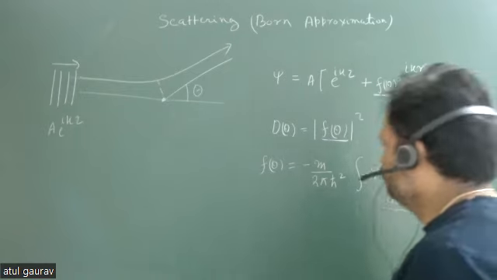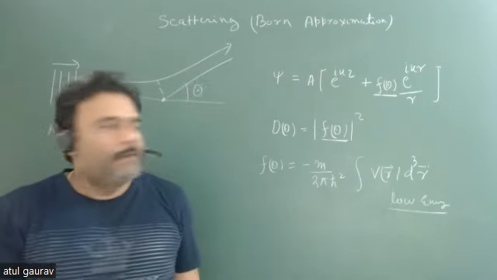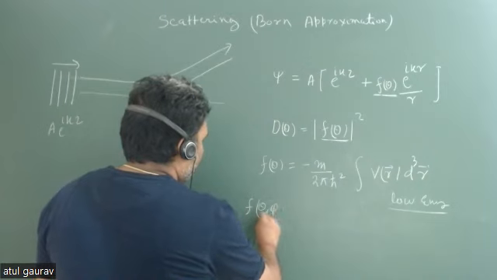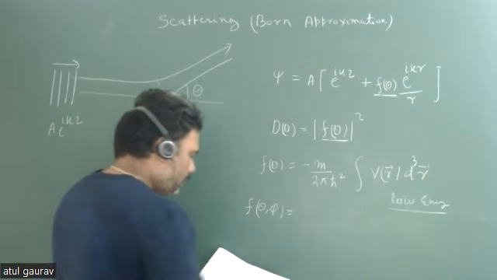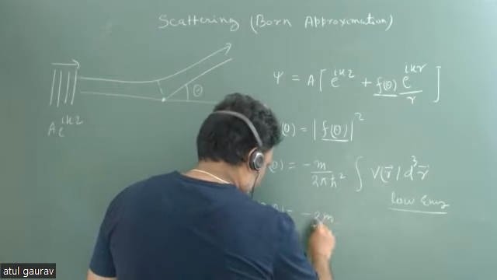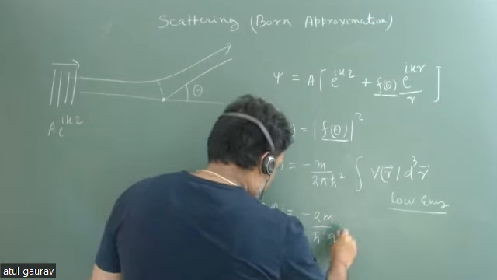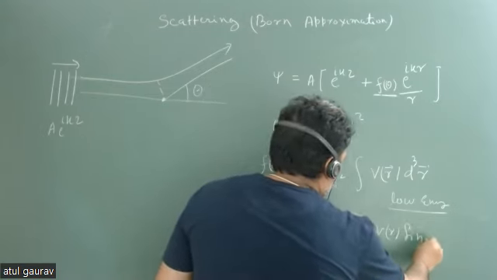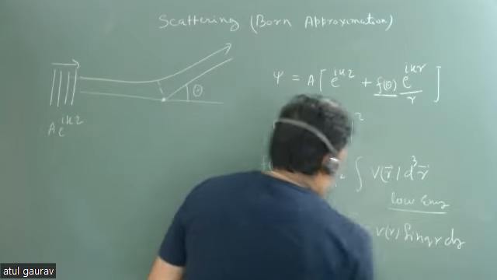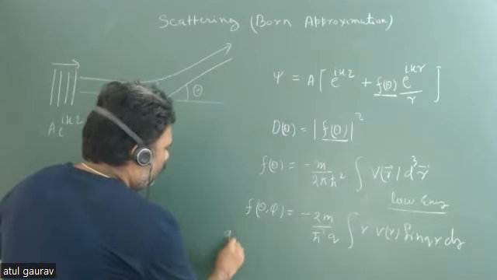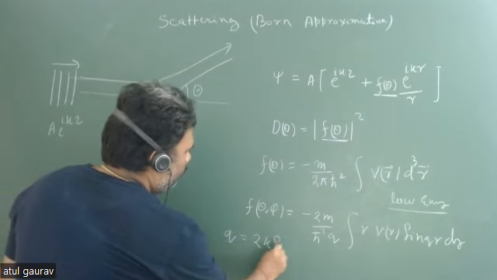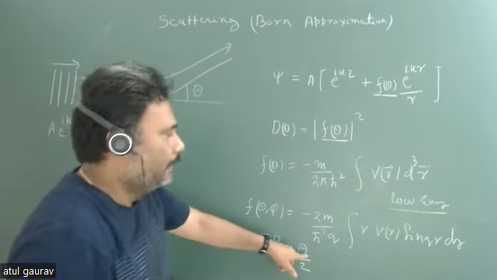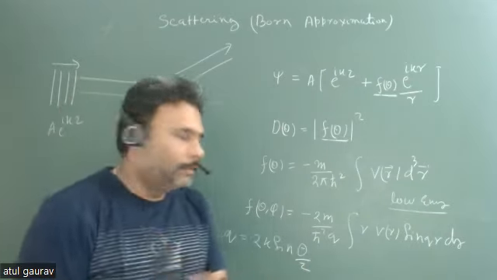So here your potential may be a function of r, theta, but this formula is basically for the low energy, and it will reduce to something like minus 2m upon h cut square, integral of r V(r) sin(qr) dr, where q is equal to 2k sin(theta/2), and theta is the scattering angle. So you have to be very careful about this particular formula.